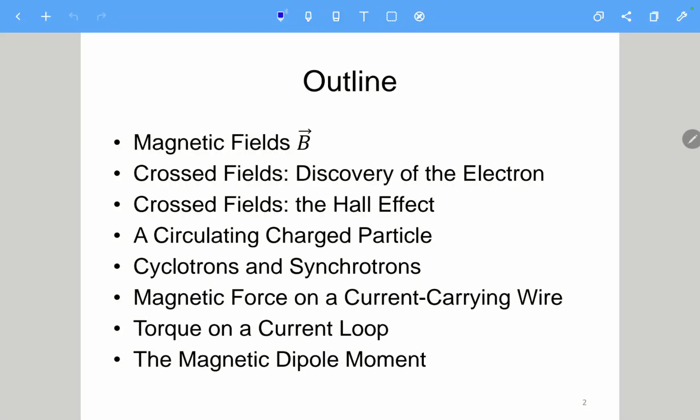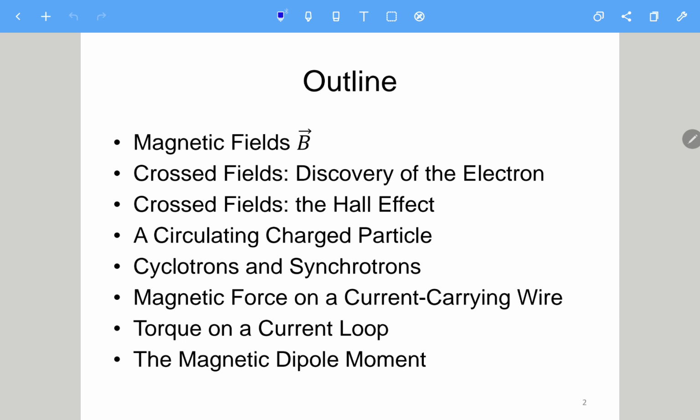Okay, so this is the outline of chapter 28. First I will introduce the magnetic field, the B field. Actually, if you call it magnetic field, it is not that correct, but at least in this textbook, it mentions the B field is the magnetic field. So I just follow that.